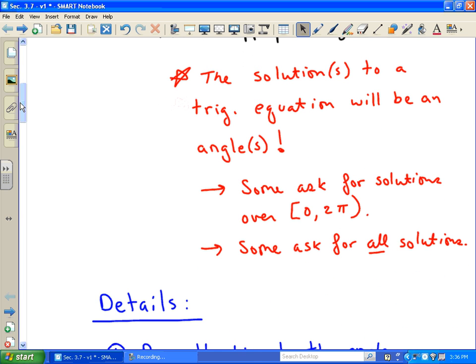Now, another big idea is that the solutions to trig equations will always be angles. In other words, when I'm saying x equals a number, or theta equals a number, that number is going to be an angle. Some problems ask you to solve over a particular interval. Most of them are from 0 to 2 pi. They usually include the 0. They don't include the 2 pi. Some problems ask you to find all solutions. And when we get to that point, I'll show you the technique for finding all solutions. You might want to pause the video and write down these elements.